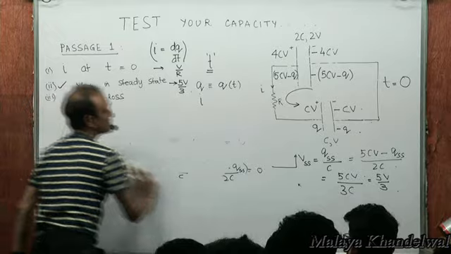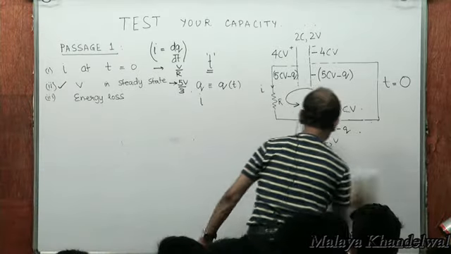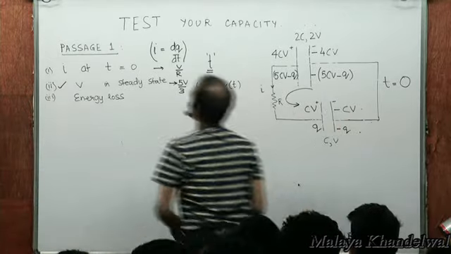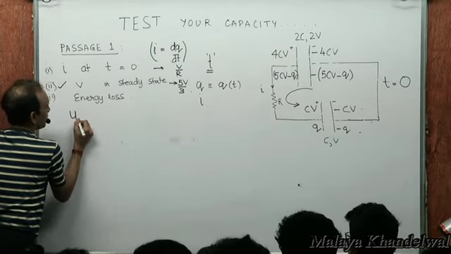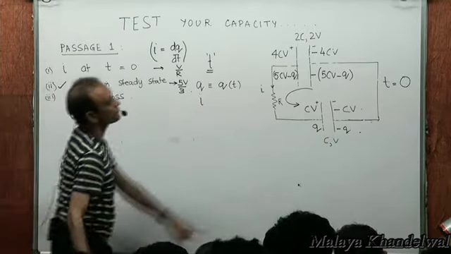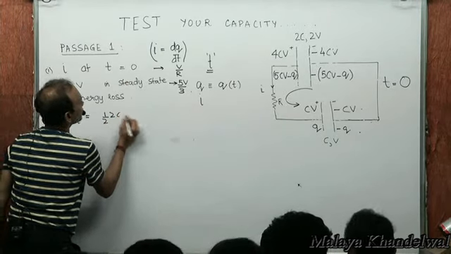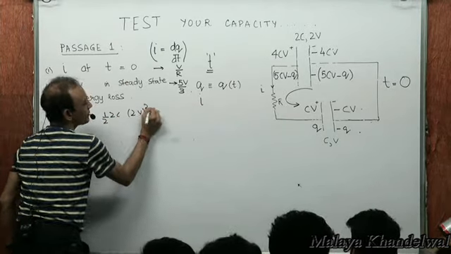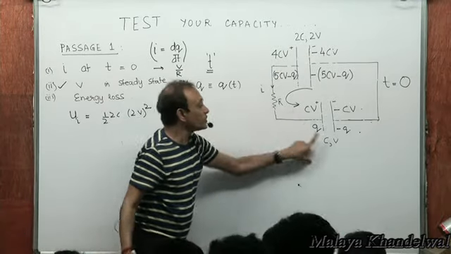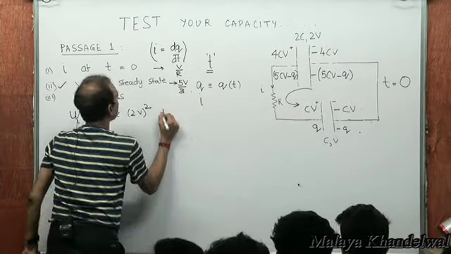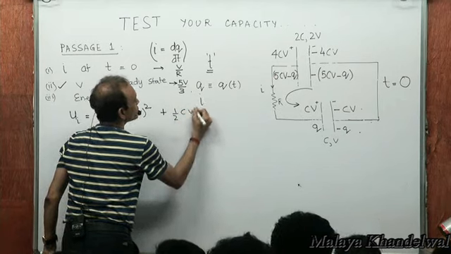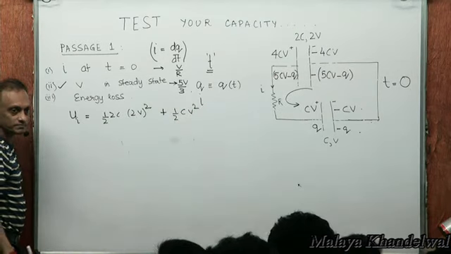Yes, change in half CV squared in the circuit. So what is the initial energy of the system? Energy of this is half of 2C into 2V whole square. Right? What's the initial energy of this? Half of C into V squared. That's the initial energy of the system.